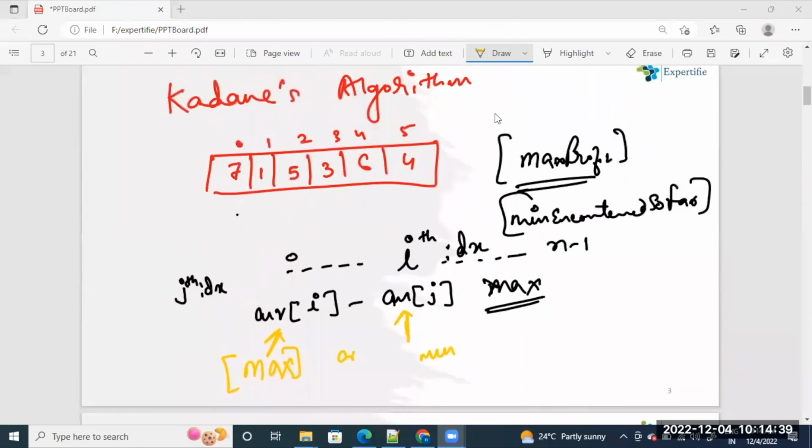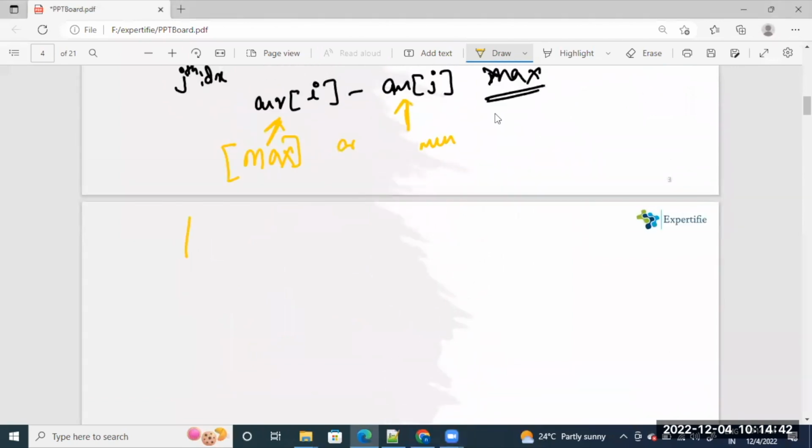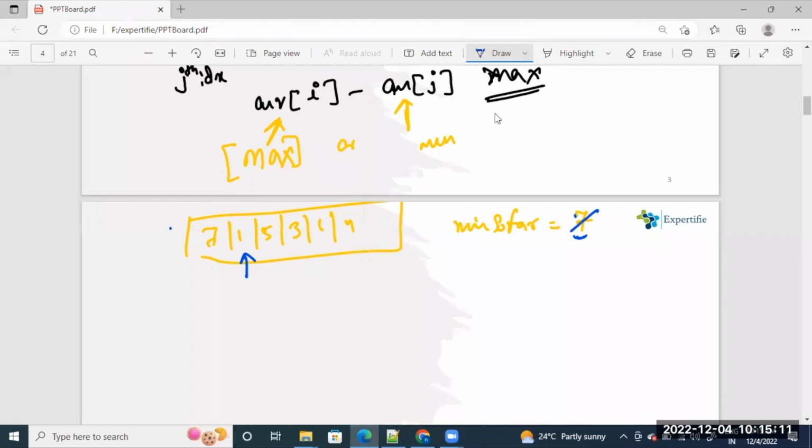So what's the problem? 7 1 5 3 6 4. I have taken 7 1 5 3 6 4. At this point of time, let's say minimum so far is equal to 7. Now I am proceeding further, I am at this value. If we encounter any value which is smaller than 7, I will use it. So minimum is 1 and max profit at this point of time will obviously be 0, because 1 minus 1 is 0.